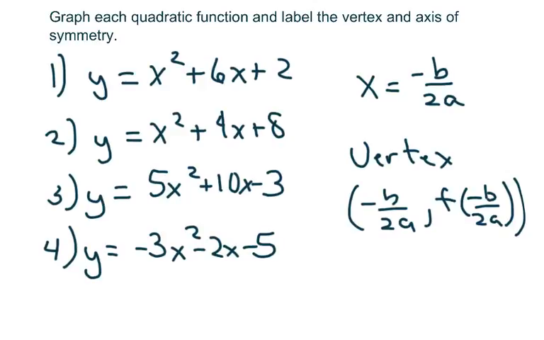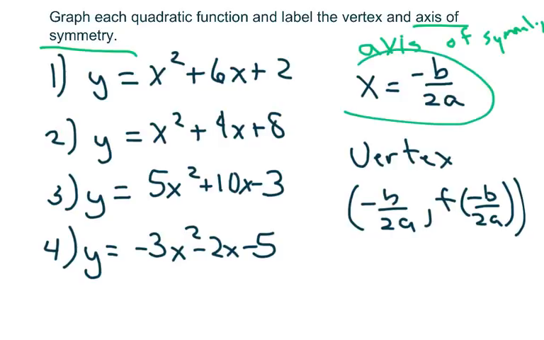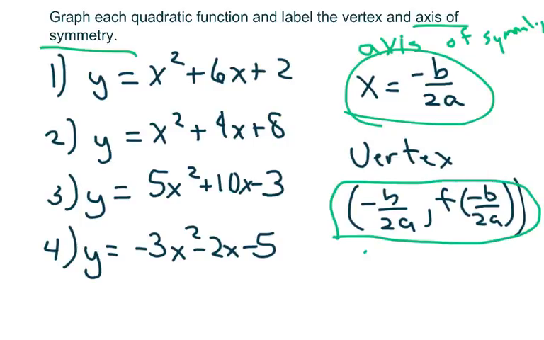Hi everyone, we're going to graph each quadratic function and label the vertex and axis of symmetry. We did that in the previous video, so this time I'm going to go a little faster. That's the axis of symmetry line, that vertical line, and you just use that for your vertex. You use that information, and we're also going to graph the y-intercept, and graph these four quadratic functions.